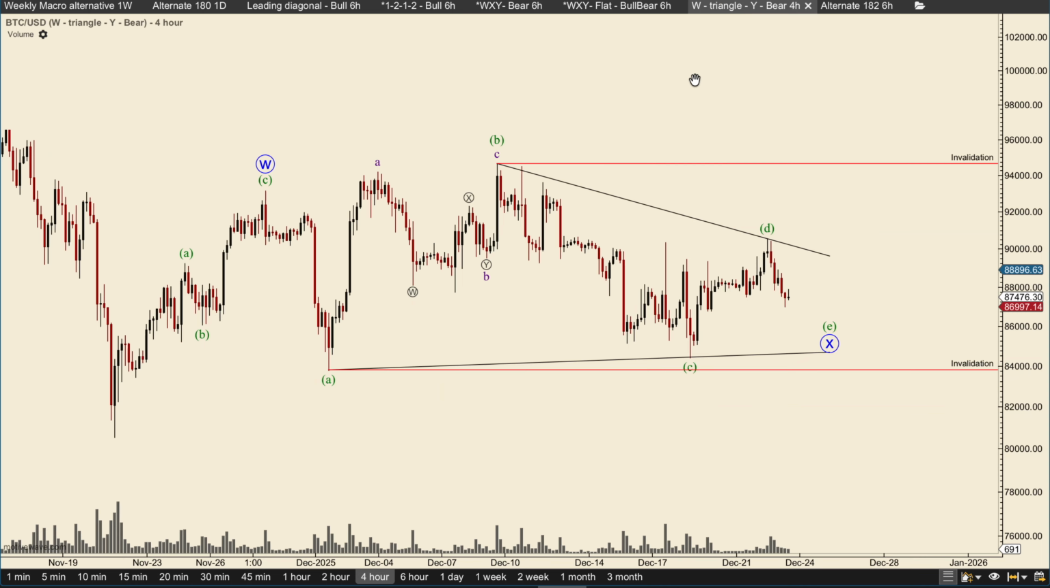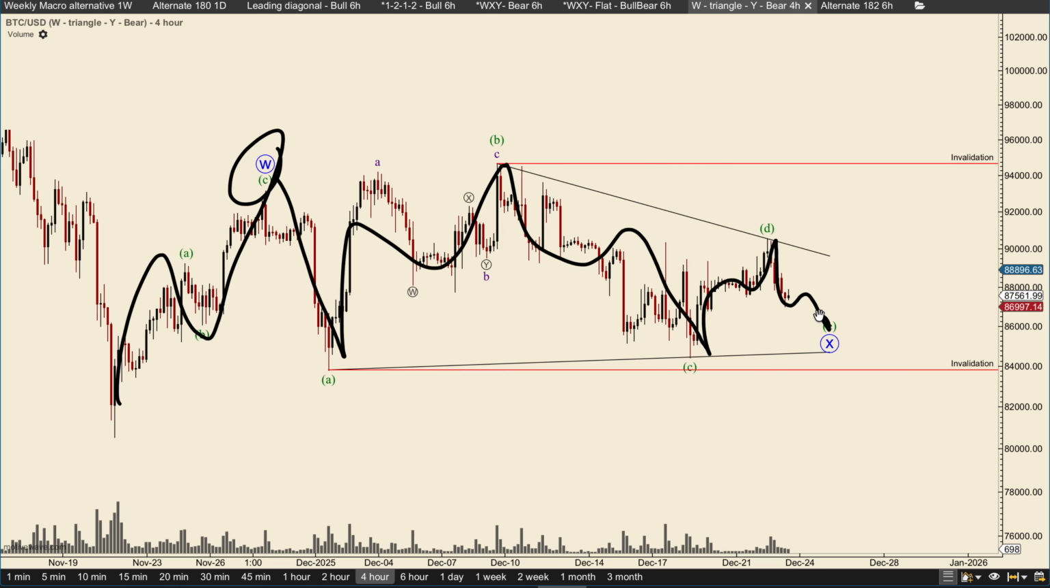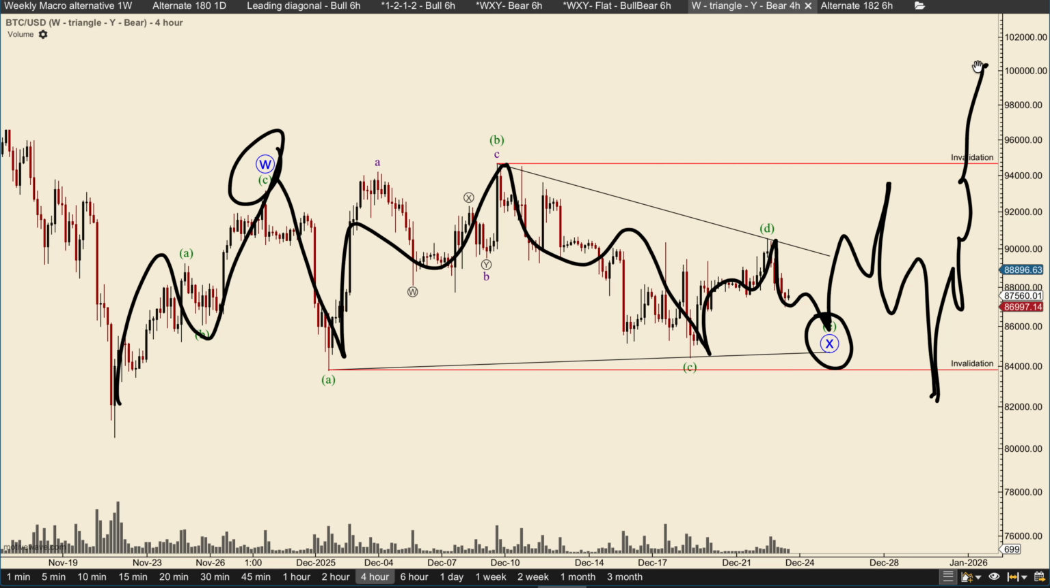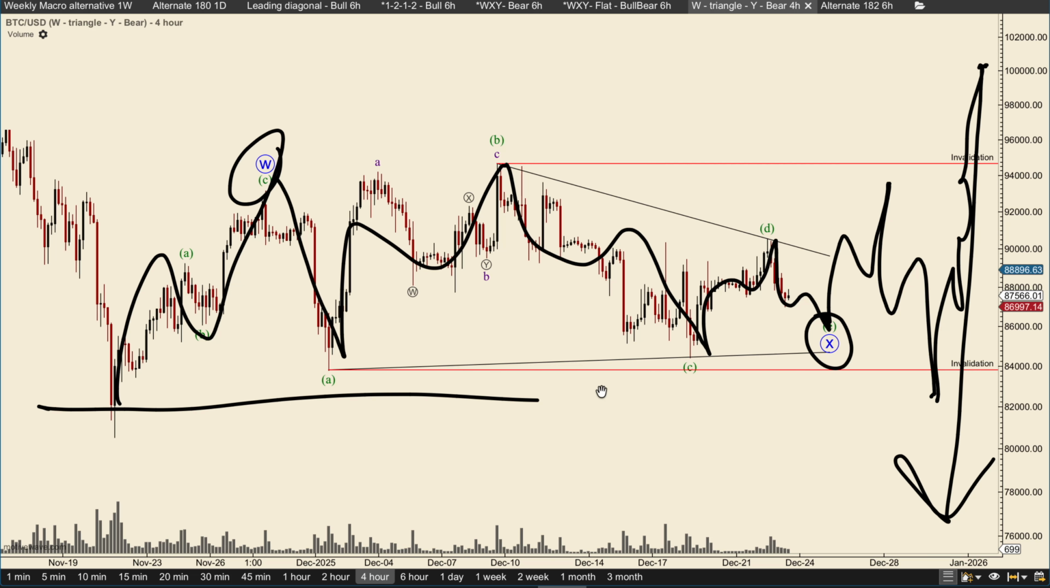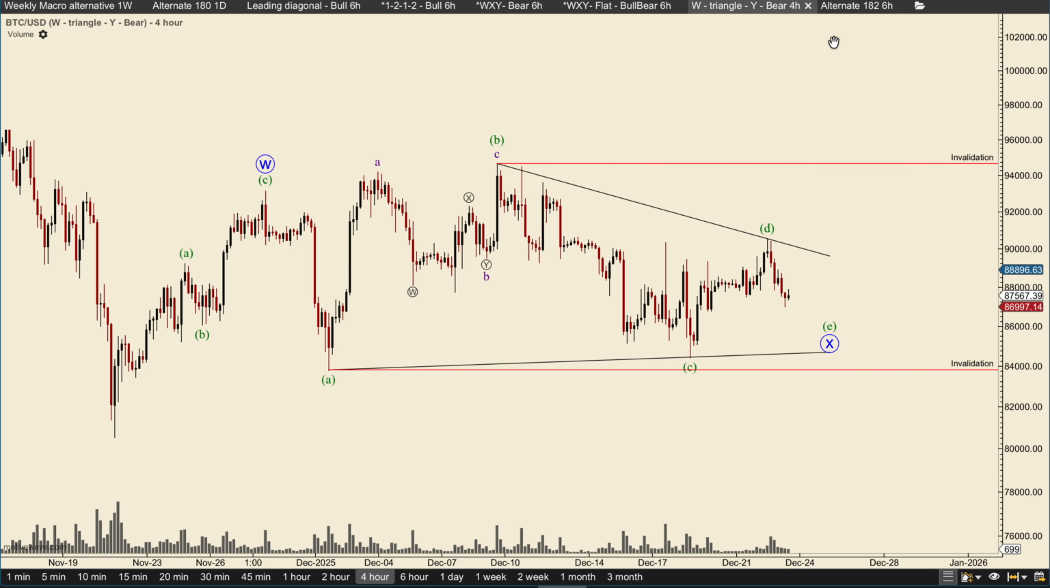And we also have a triangle. So W, A, B, C, D, E to a wave X, and after that it is either a triangle or a flat, or a zigzag for that matter. We'll get into that in a minute. But basically we're looking for a three-wave move up, three-wave move down, and then a 5-wave move up. After that we are going down and taking out this low.